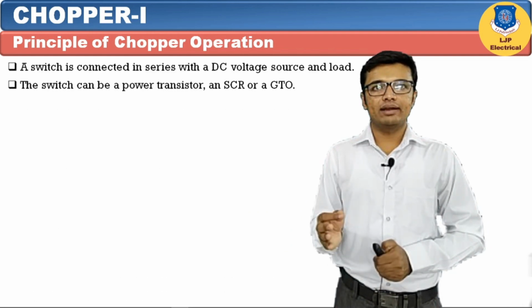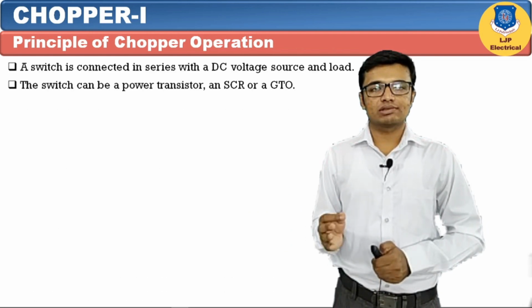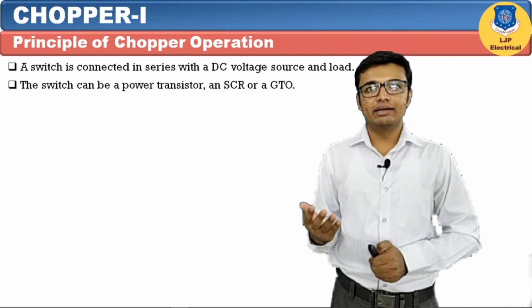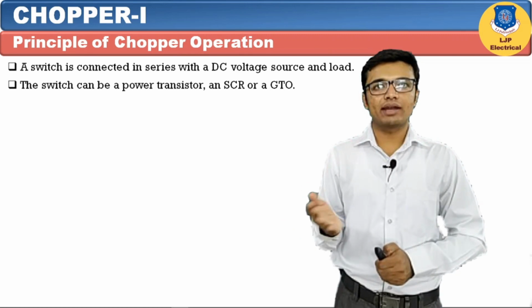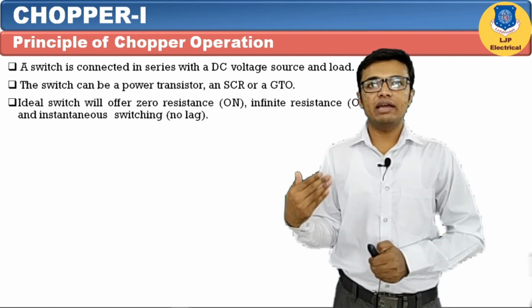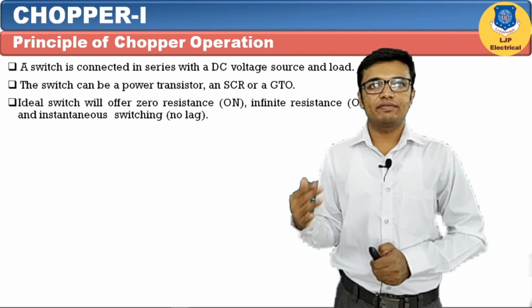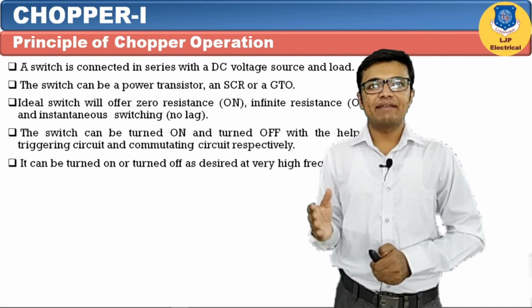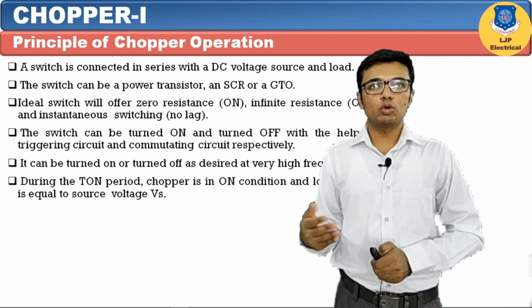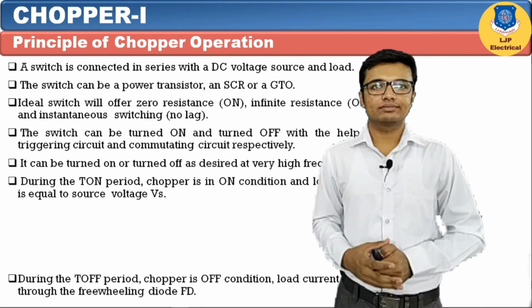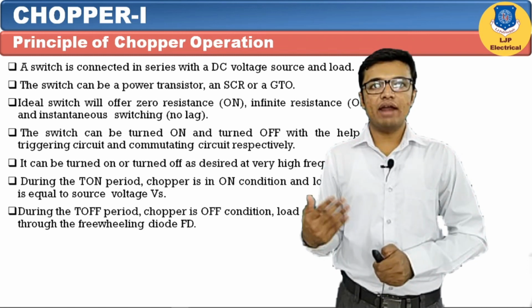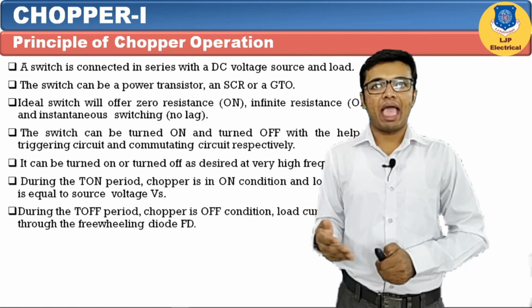The switch is connected in series with the DC voltage source and the load. The switch can be a power transistor, SCR, or GTO. GTO means gate turn off thyristor. It will offer infinite resistance during turn off time. It can be turned on or off at the desired value at very high frequency. Thus during turn on time we get output voltage equal to the input voltage. And during turn off time, the chopper is off such that the freewheeling diode will conduct, so the output voltage will be 0.